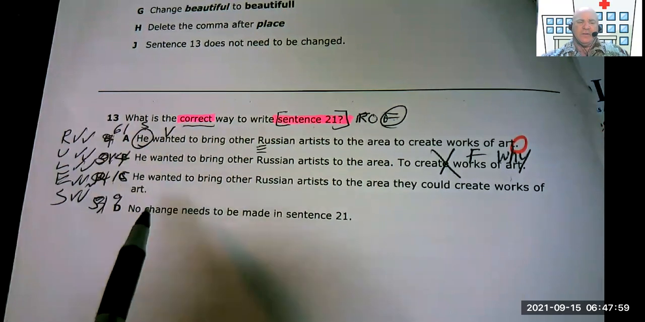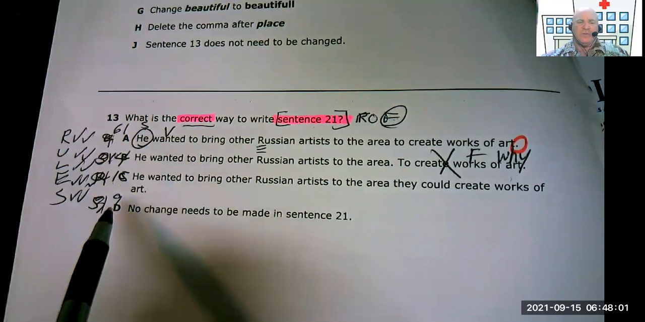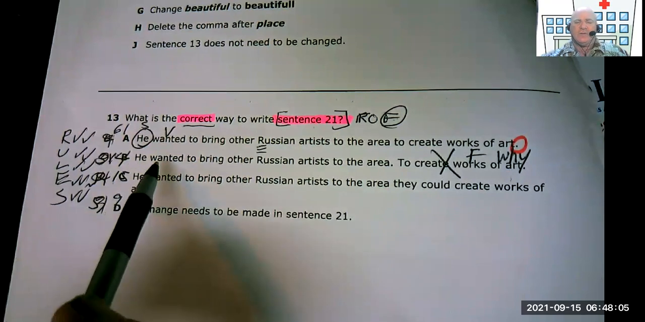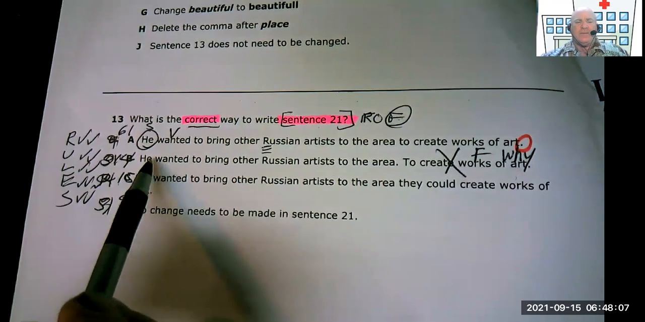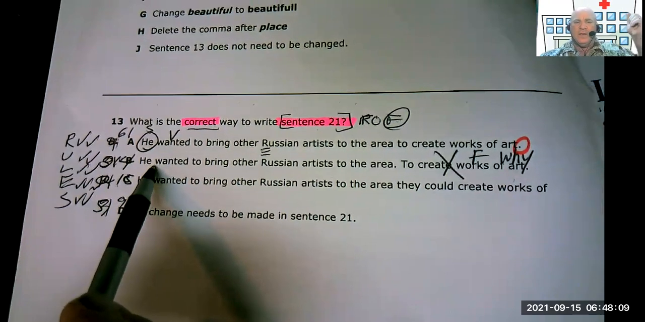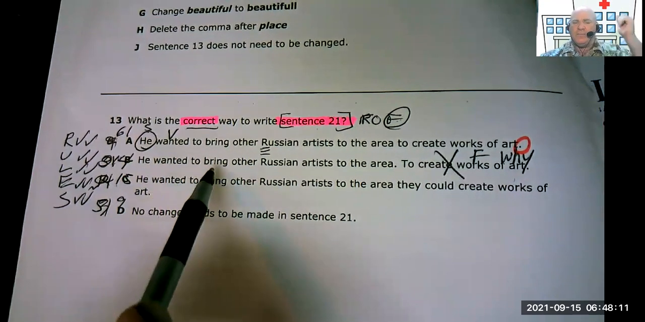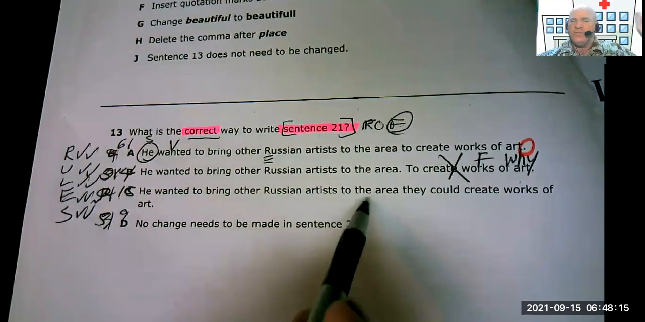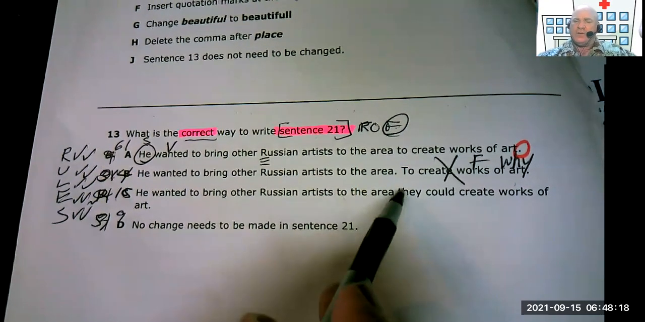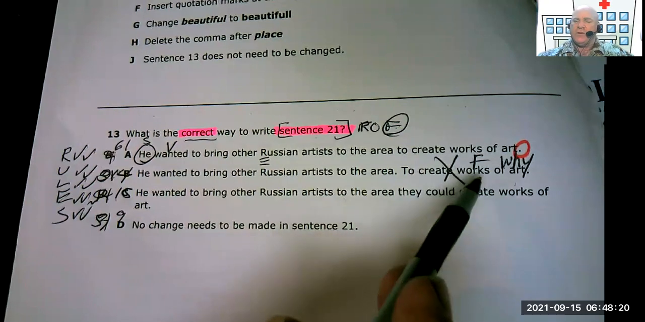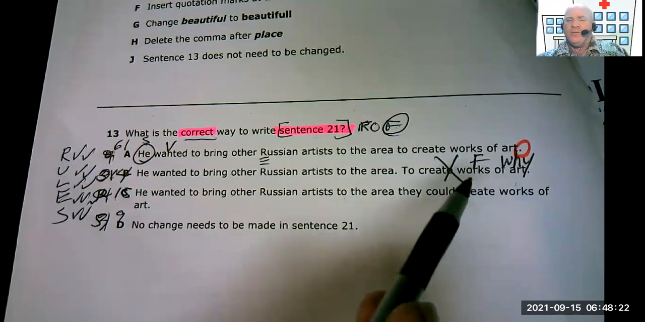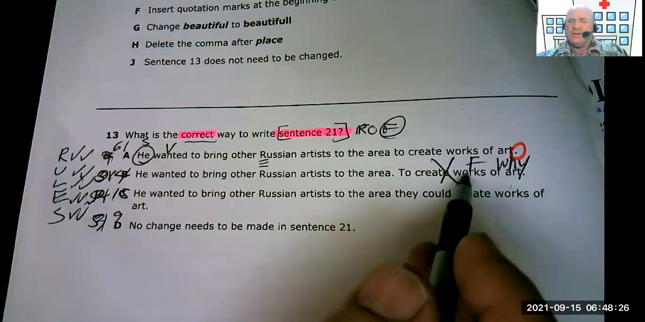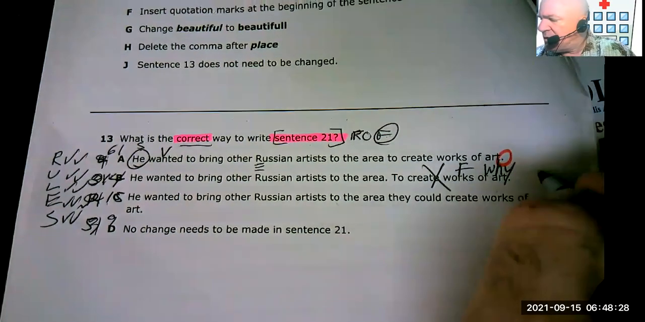But for some reason, there were quite a few distractors, letters B and D, 14 and 16. Let's see what was so appealing. Capital. He wanted to bring other capital Russian artists to the area, period. Capital, to create works of art, period. If you have a sentence that only tells you why somebody did something, that's a fragment. So we're going to eliminate it right away.